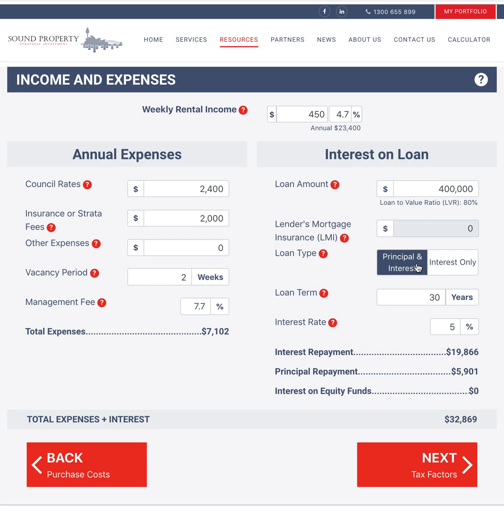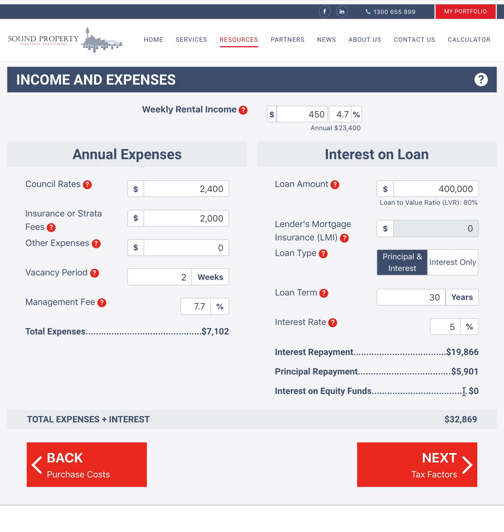Then we need to select what type of loan that we are applying for. Is it a principal and interest loan where we're actually paying the loan down over time, or is it an interest-only loan where we're just paying the interest portion back? So in this example, I'm going to choose principal and interest. I'm going to select a 30-year loan term, and I'm going to select an interest rate there of 5%.